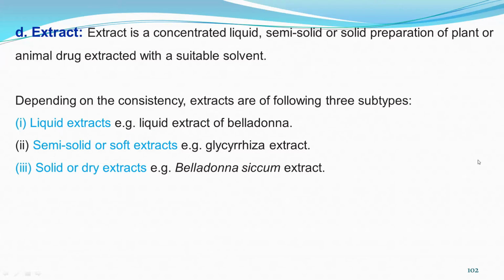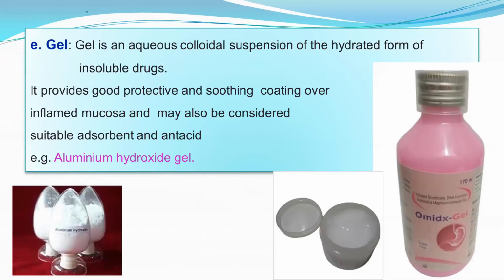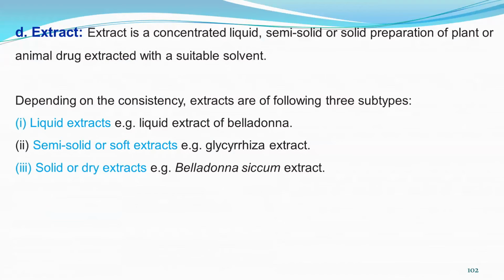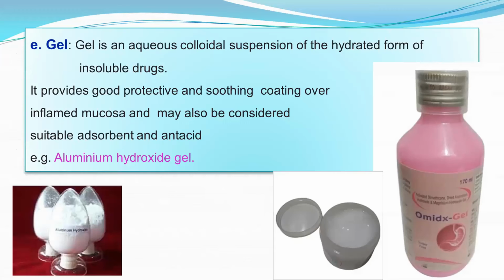Semi-solid or soft extracts, an example is glycyrrhiza extract. It is a little bit sweet, and the active principles of Glycyrrhiza glabra are extracted and made into a semi-solid extract. And solid or dry extracts, such as belladonna siccum extract. So these are the three dosage forms in the case of extract.